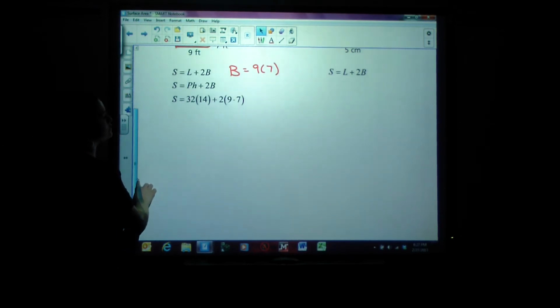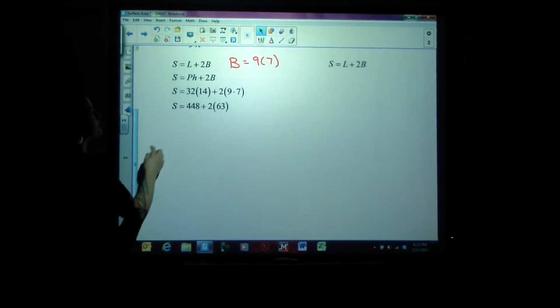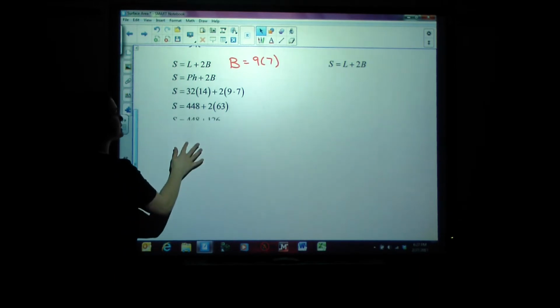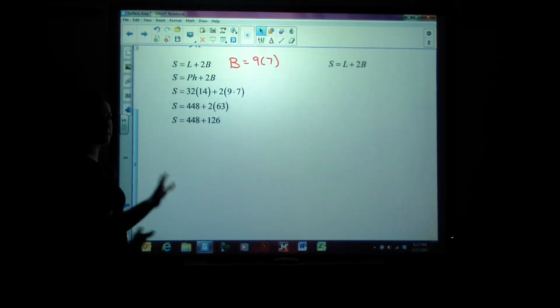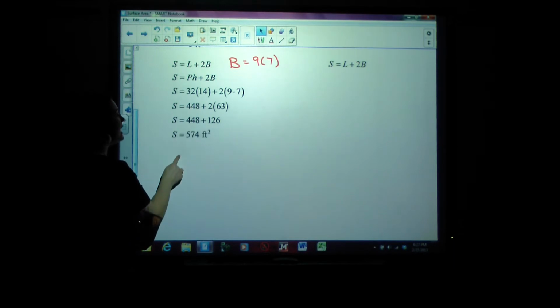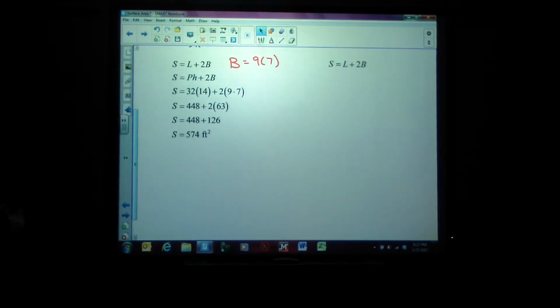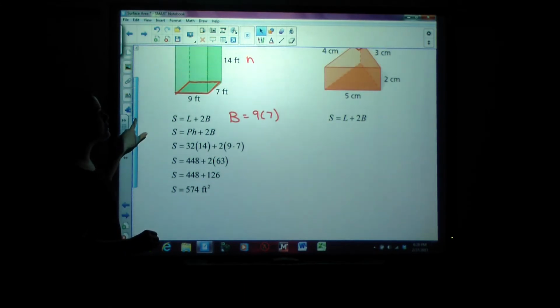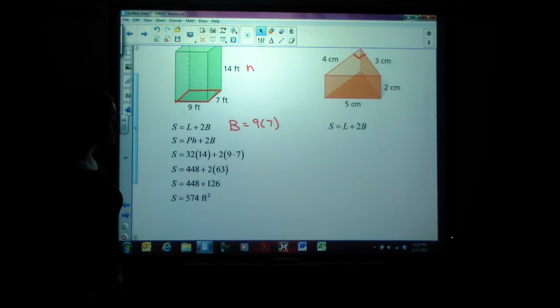So now if we simply do our calculations, we find surface area to be 48 plus 2 times 63, which is 48 plus 126. Check your calculators if you like, which ends up being a total of 574 feet squared. Surface area is still an area. An area is always in units squared. All right, let's try this one more time with the triangular prism.